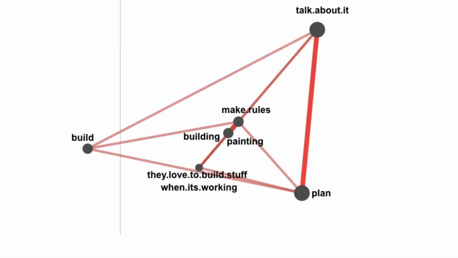This student learned that engineers talk about things a lot and they plan, being the strongest concept. But they also realized that, after those 2 weeks, engineers make rules, they build, they love to build stuff, and how do they know when a product's done? When it's working. And also, they improve our world by building and painting, which is what they did when they were here.